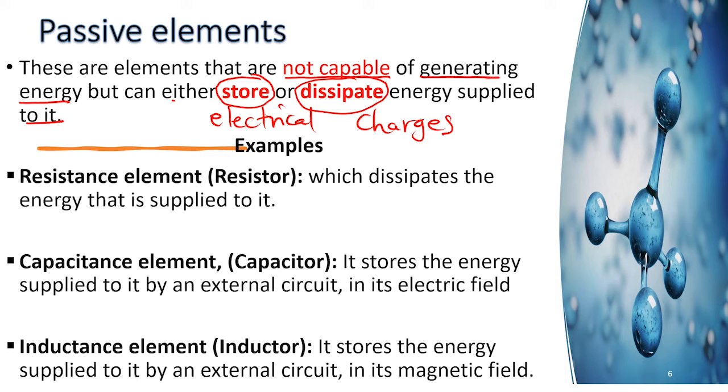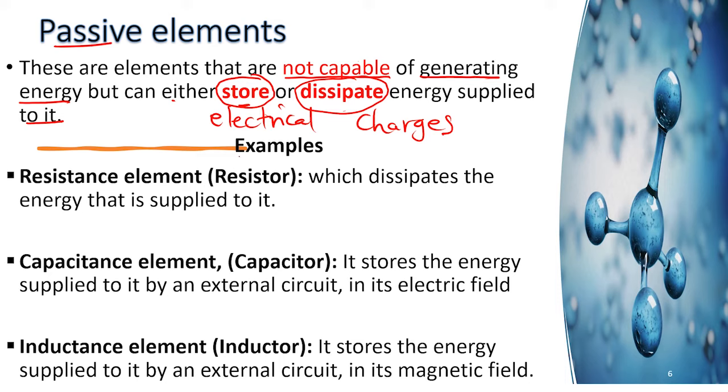So the active elements are sources, they produce electricity. We saw batteries, cells, generators. Now, any element that you see in a circuit that stores the electricity, or dissipates it when it is given to it, transfers it to a point or just wastes it, is a passive element. So examples of these passive elements are resistance elements.